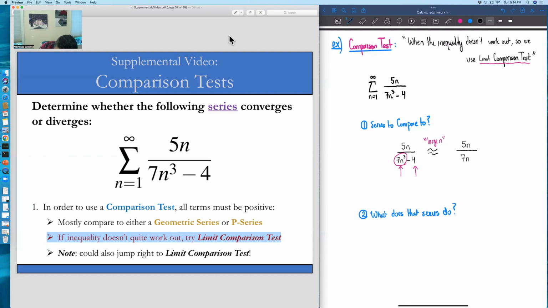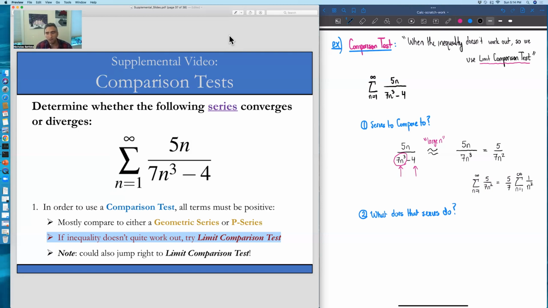So we have 5n all over 7n cubed, which, doing a little bit of algebra, tells us we have 5 over 7n squared. So it looks like the series we're going to compare to is the series from n equals 1 to infinity of 5 over 7n squared, which we could write as pulling out a 5 over 7 constant in front of that series: 5 over 7 times the sum from n equals 1 to infinity of 1 over n squared.